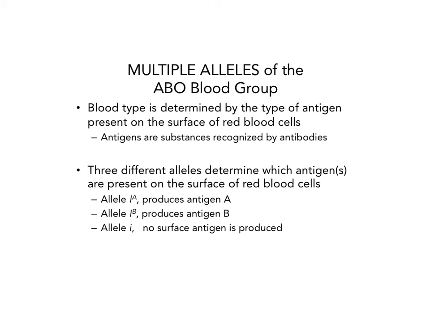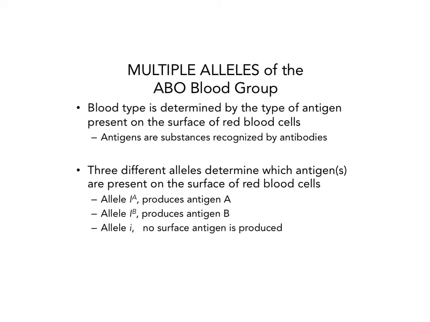Now, I want to refer back to this idea of multiple alleles and also with the ABO blood group. So remember that blood type is determined by the type of antigen that's present on the surface of the red blood cells. And these antigens are then in turn recognized by antibodies. So there's actually three different alleles which determine the antigens for the humans.